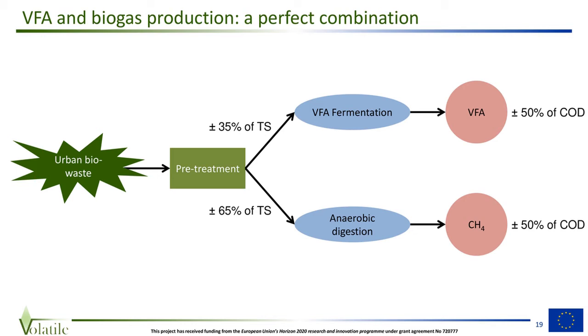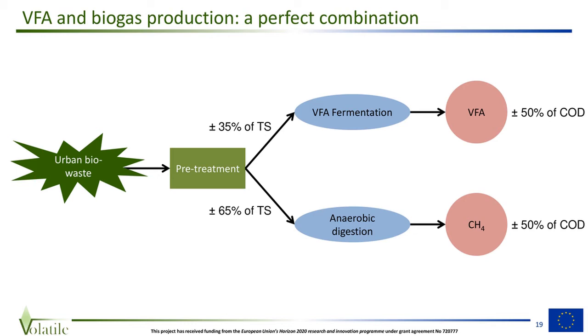Okay, in this case, we started from urban biowaste. It's separately collected household organics. We pretreated it, where only roughly 1/3 of the total solids from the incoming waste we sent to the volatile fatty acid fermentation, and the remaining 2/3 went to anaerobic digestion. And with this pretreatment, we were able to produce a 50-50 yield, either as volatile fatty acids or as methane.